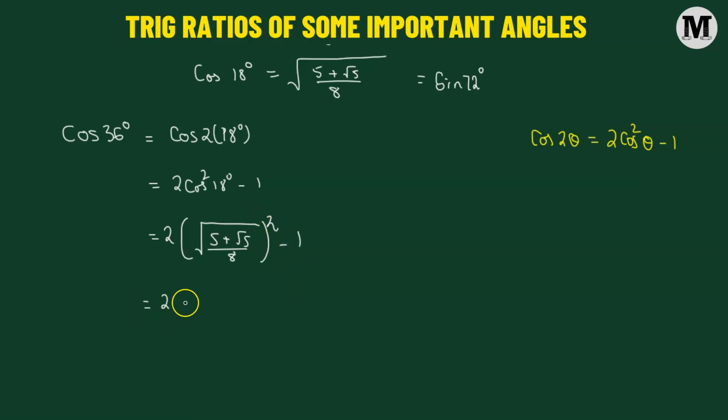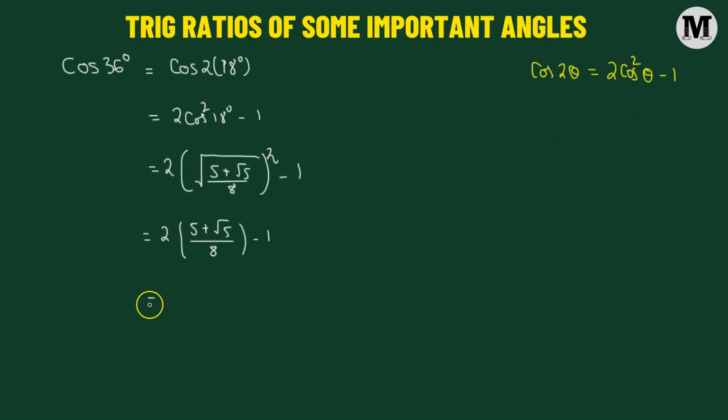So this will be equal to 2 times 5 plus square root of 5 whole divided by 8 minus 1. So that gives us 5 plus square root of 5 divided by 4 minus 1. And we should get square root of 5 plus 1 divided by 4. This is going to be the value of cosine 36 degree. Now if we know the value of cosine 36 degree, this will be equivalent to sine 54 degree as well.